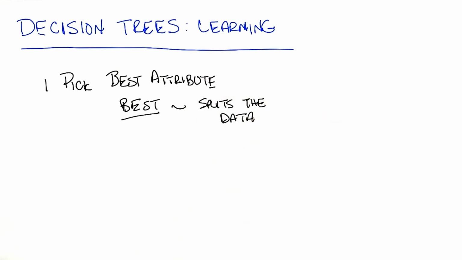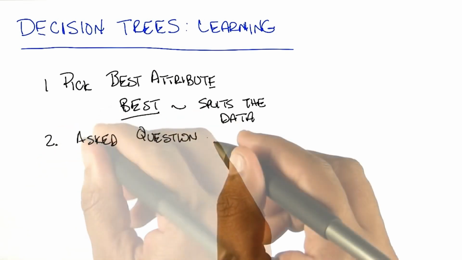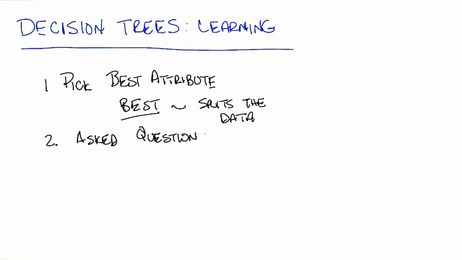So let's revisit that in a moment. Okay, so the first thing you did is you picked the best attribute. You asked a question about it. And then, depending upon the answer, you went and picked another attribute, right? Does that seem fair? Yeah. Okay.